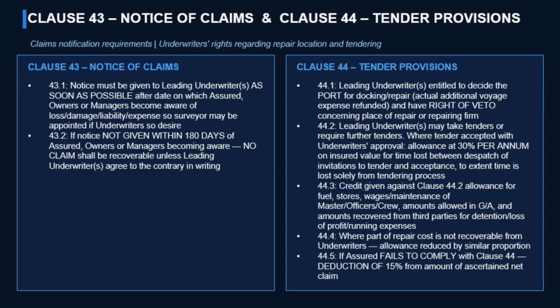Clause 44 deals with tenders and repairs. Underwriters may influence the selection of repair yards and repair contractors. They may request competitive tenders to ensure repair costs are reasonable. Failure to comply with these requirements may result in a deduction of 15% from the claim. This 15% deduction is a favorite oral examination question.